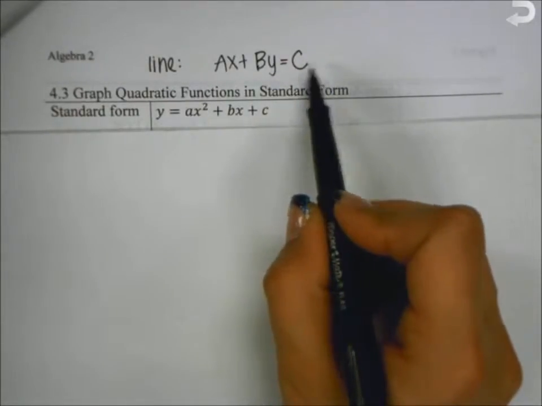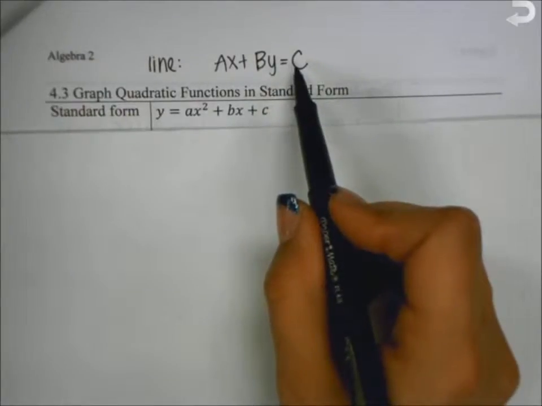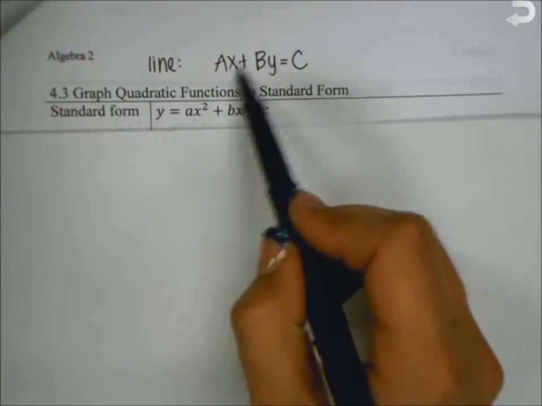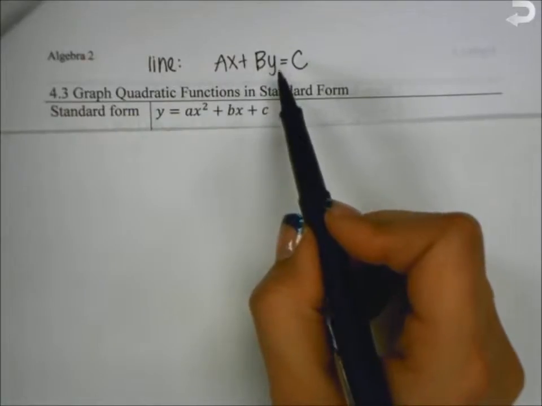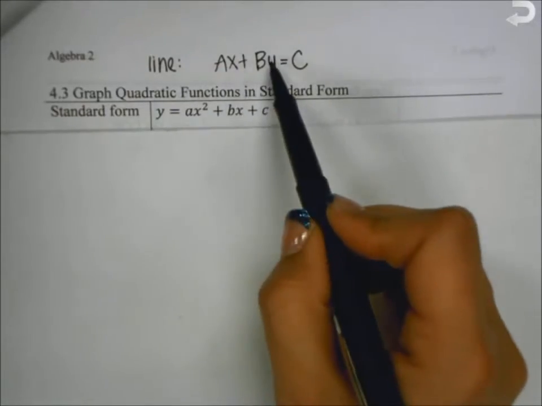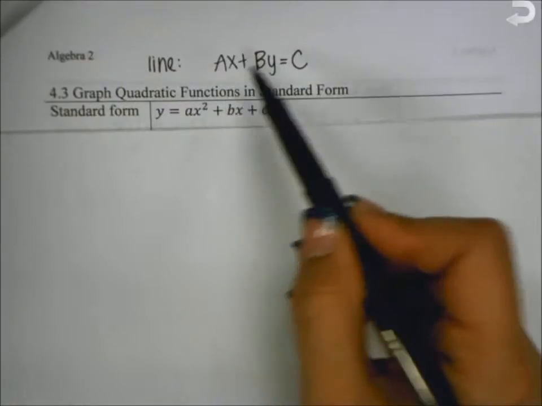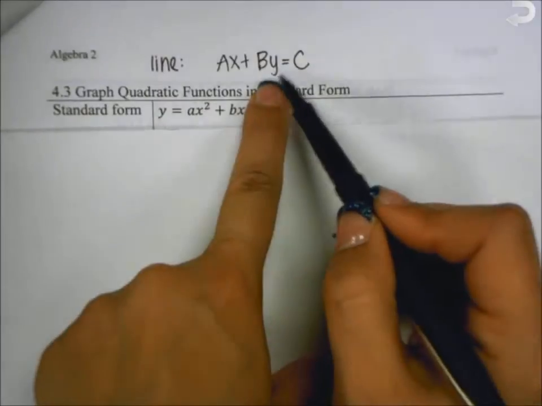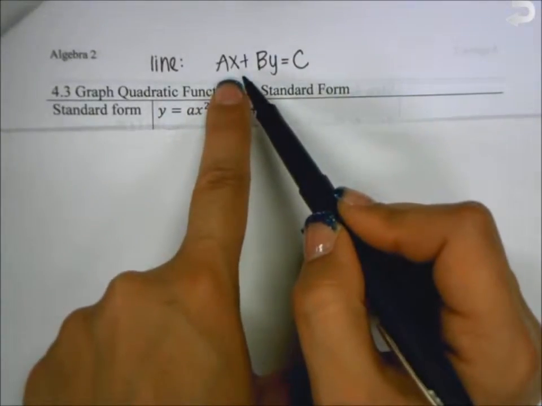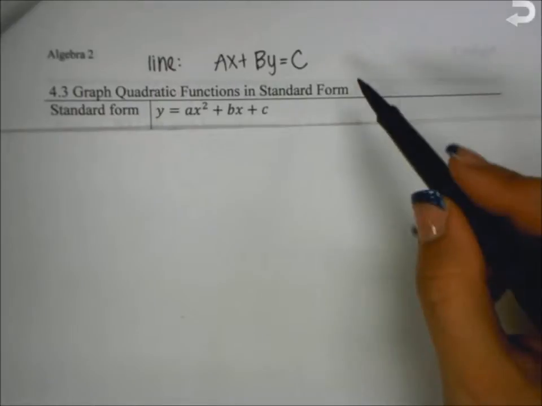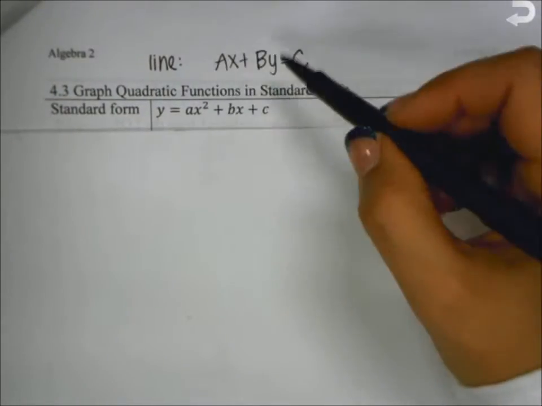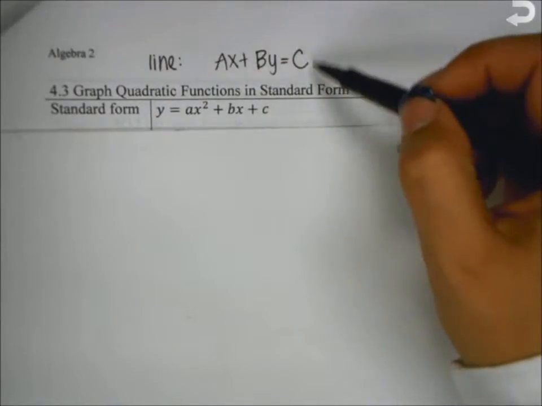How do we graph a line in this form? Does anybody remember? We find the x-intercept and the y-intercept. There's an x and a y. You find the x-intercept by plugging in 0 for y. You find the y-intercept by plugging 0 in for x, and you graph them. It makes just a straight line. A stands for a number, B stands for a number, C stands for a number.